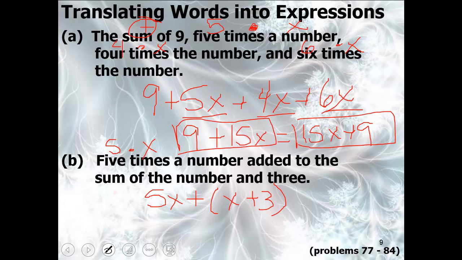Now these parentheses aren't needed. If it was minus the sum of x plus 3, those parentheses would be needed. But I have 5x and 1x. That gives me 6x plus 3. Just like so.